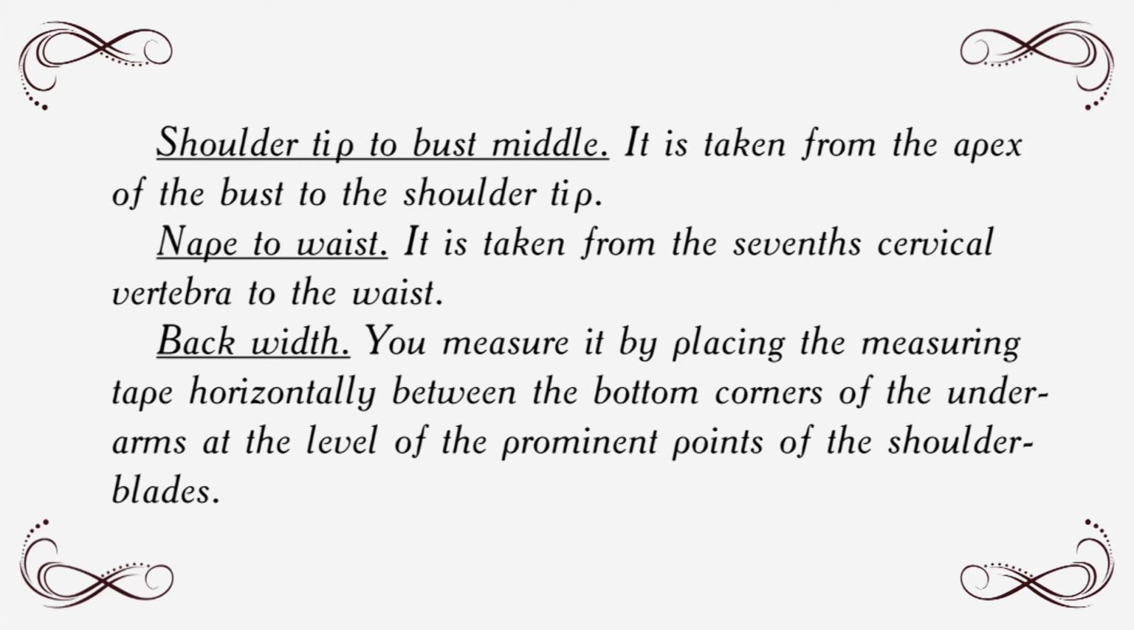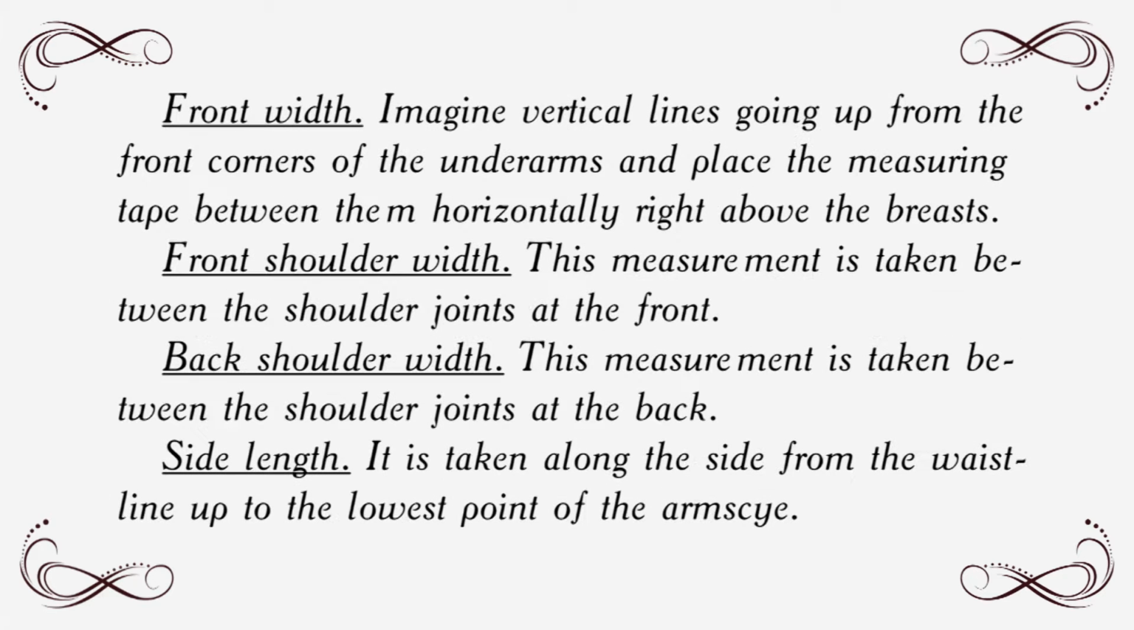Nape to waist. It is taken from the 7th cervical vertebra to the waist. Back width. You measure it by placing the measuring tape horizontally between the bottom corners of the underarms at the level of the prominent points of the shoulder blades. Front width. Imagine vertical lines going up from the front corners of the underarms and place the measuring tape between them horizontally, right above the breasts.